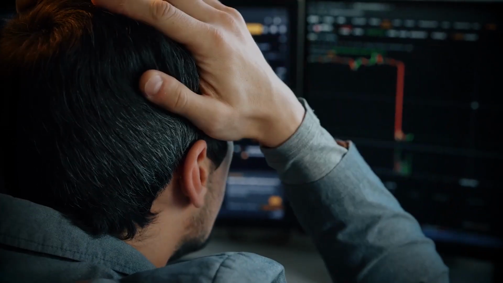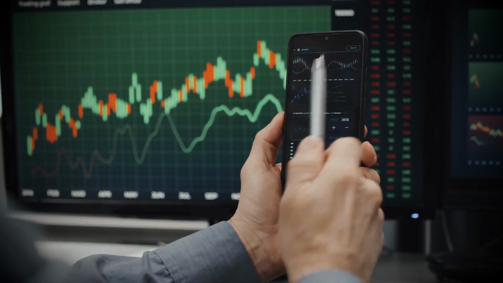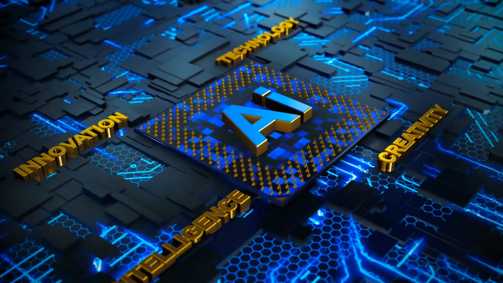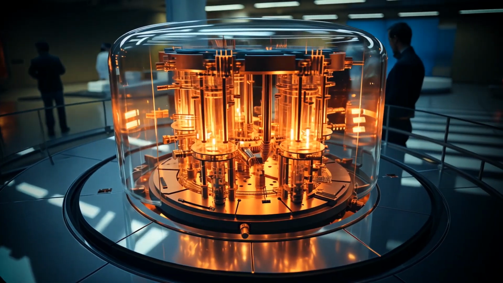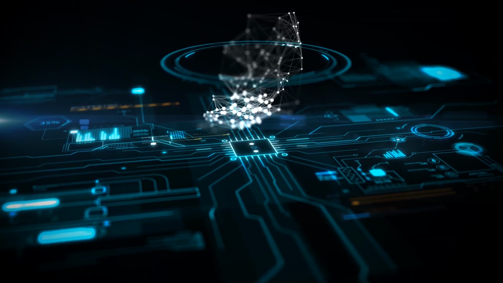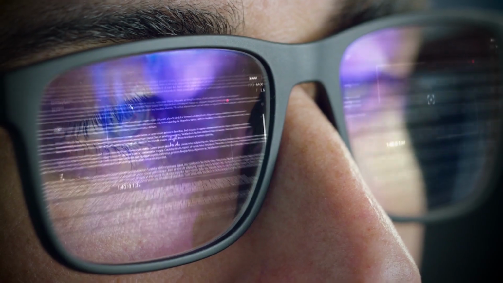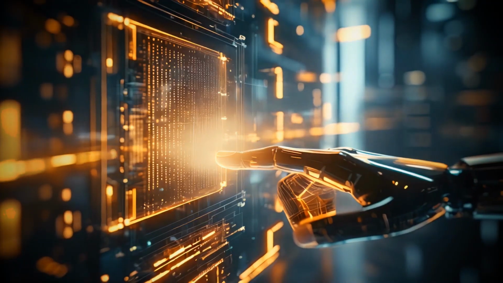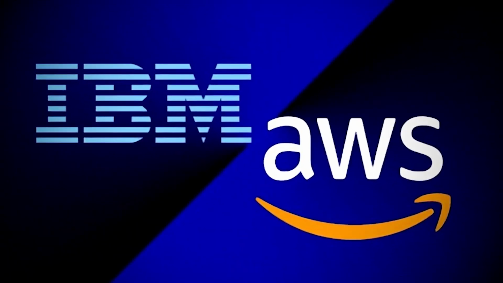The market is at a critical turning point, with investors closely watching economic signals, interest rate movements, and earnings reports. Tech stocks have been on a roller coaster ride, as AI and quantum computing are becoming major catalysts for the next wave of innovation. Today, we're focusing on two powerhouses shaping the future of quantum computing, Amazon and IBM.